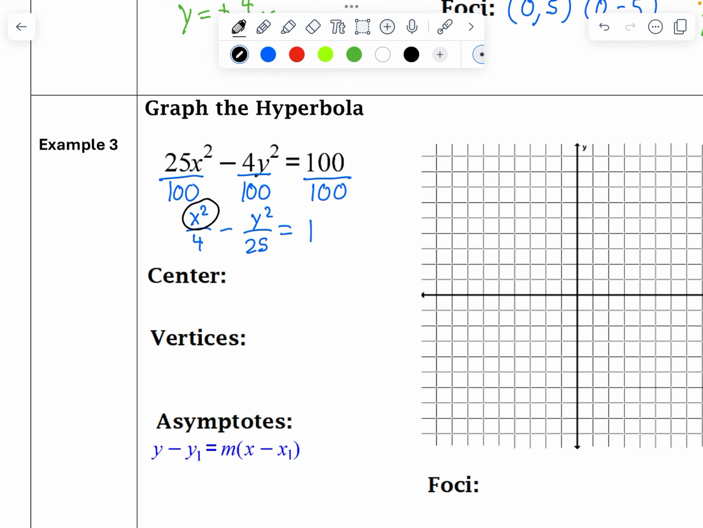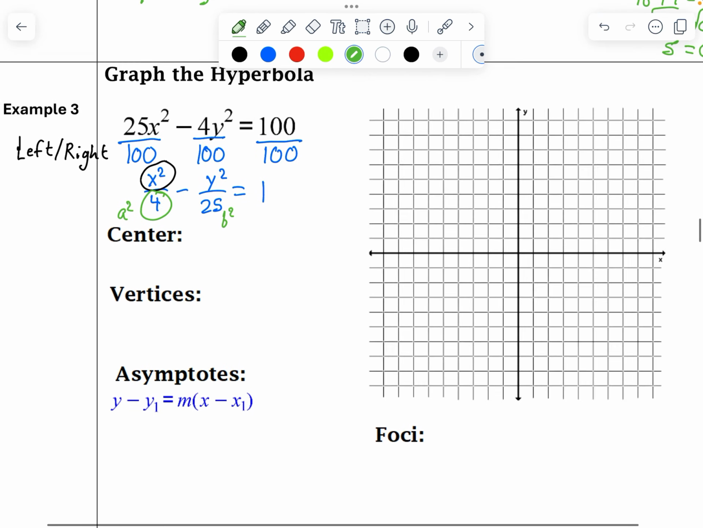Because x squared comes first, that causes it to go left and right. And this is another thing that is going to feel a little strange at first, but notice how our a squared value is actually smaller. That is going to throw you off a little bit, something you're going to have to get used to here.